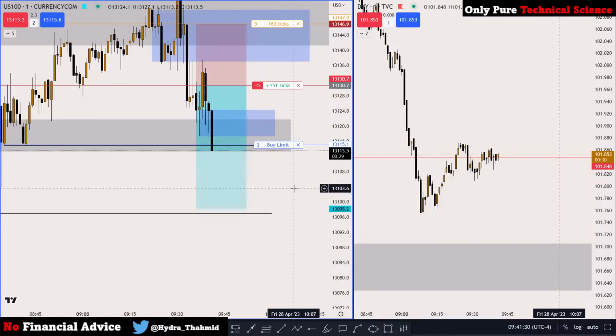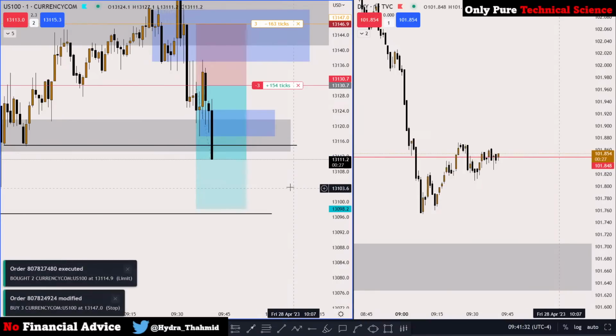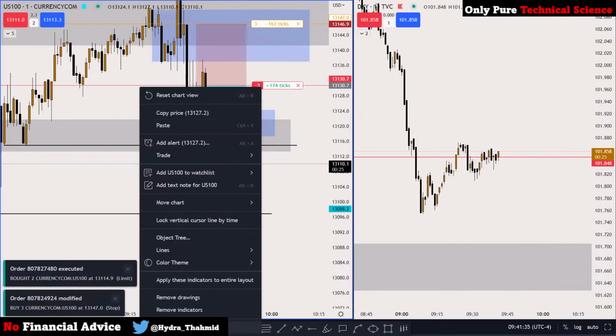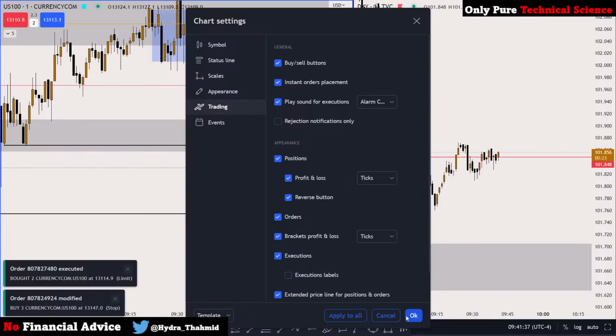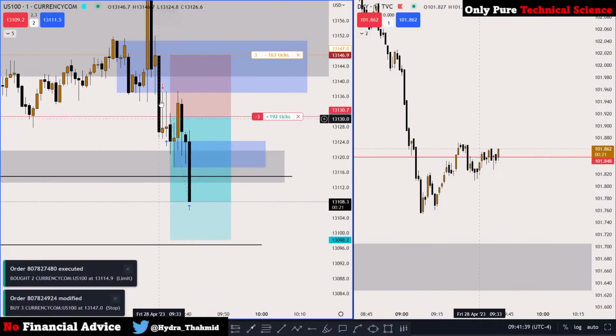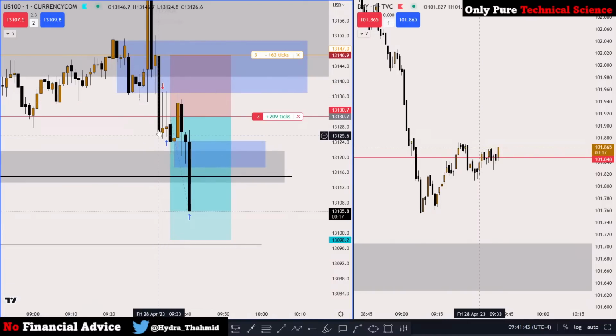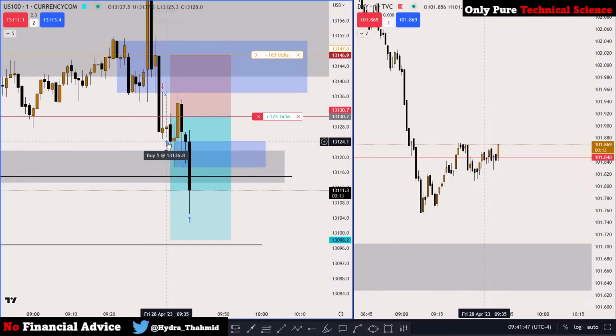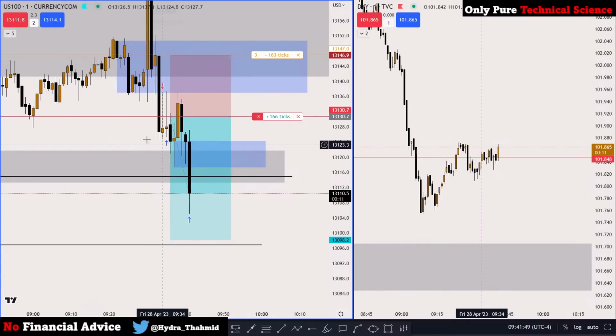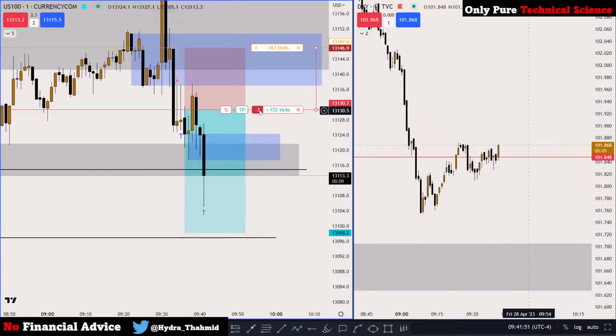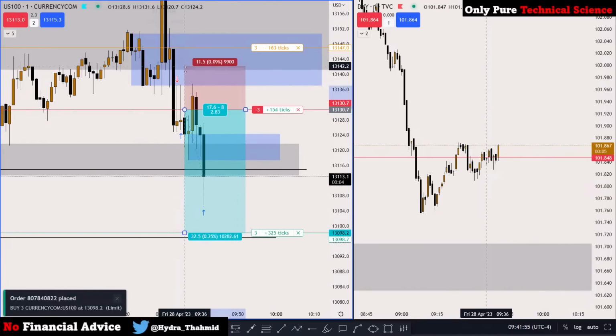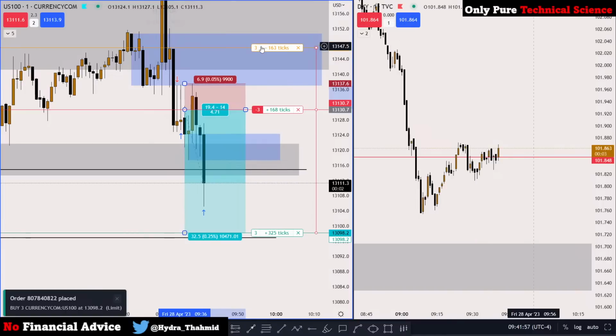Okay, we got a partial here. If I toggle on my executions, you can see that the execution was here, right? And here by mistake I closed 5. I wanted to put a limit order here. Rather I bought 5, so just ignore that. Okay, our TP will be down here. So now the price gave us a partial, right? I will trail my stop loss and I'll put it here.